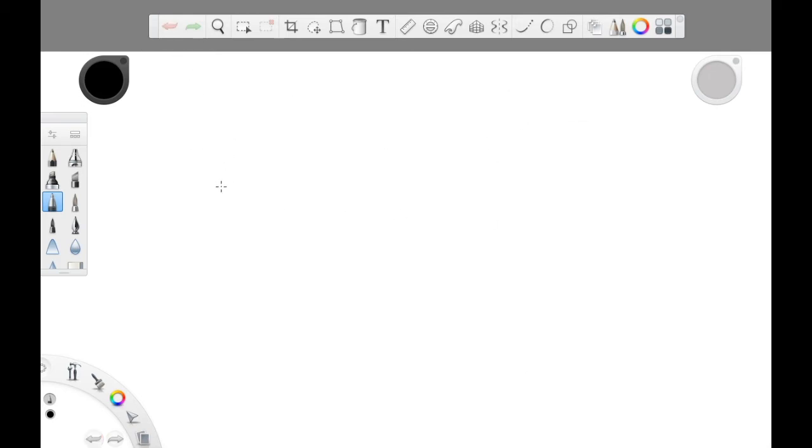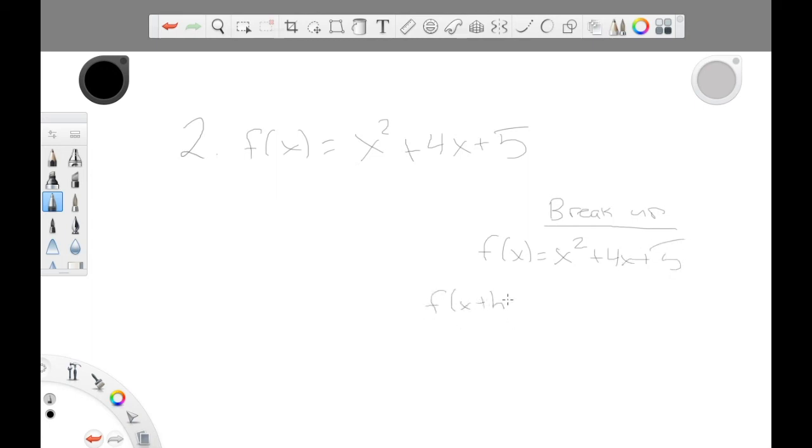Now we're going to do practice problem number 2. And instead of this being a linear function, we're going to make it a quadratic, just to see how the slope changes and also the derivative. So let's go ahead and break this up. Obviously we have f of x, which is just x squared plus 4x plus 5. And then f of x plus h.